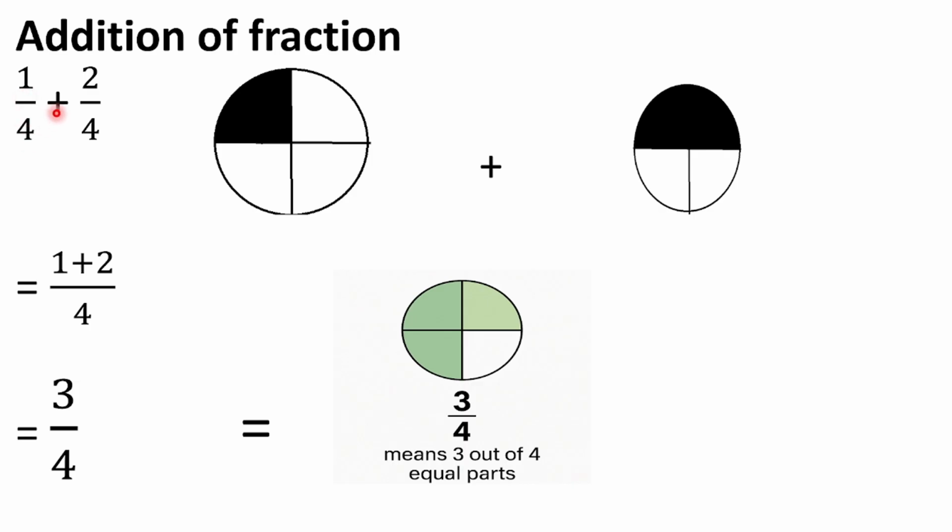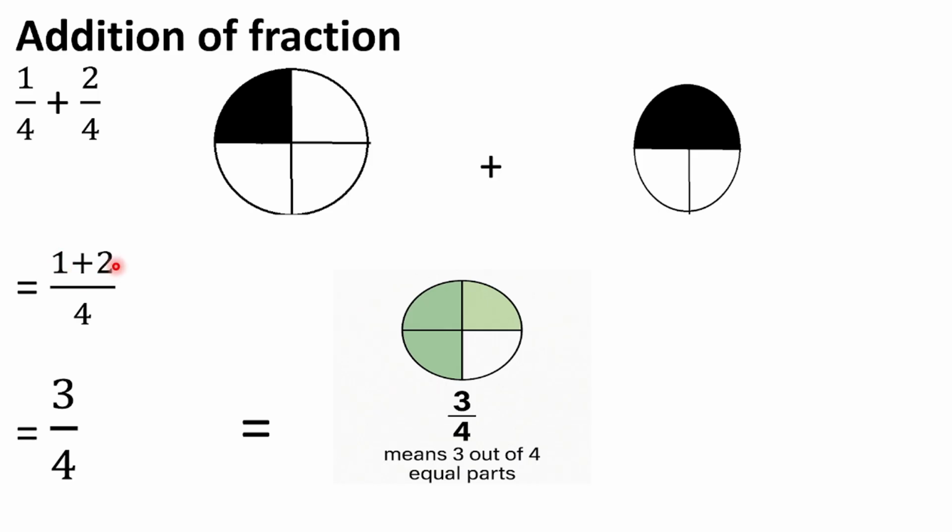So 1 divided by 4 plus 2 divided by 4. First of all, we will take the LCM of these two denominators. The LCM is 4. Then we will divide this 4 by the denominator: 4 divided by 4 equals 1. And then we will multiply the 1 with this numerator: 1 multiplied by 1 equals 1, and we will write 1 over here. Similarly, we divide 4 by this 4, which equals 1, and multiply 1 with this 2. So 1 multiplied by 2 equals 2, and we will write 2 over here.